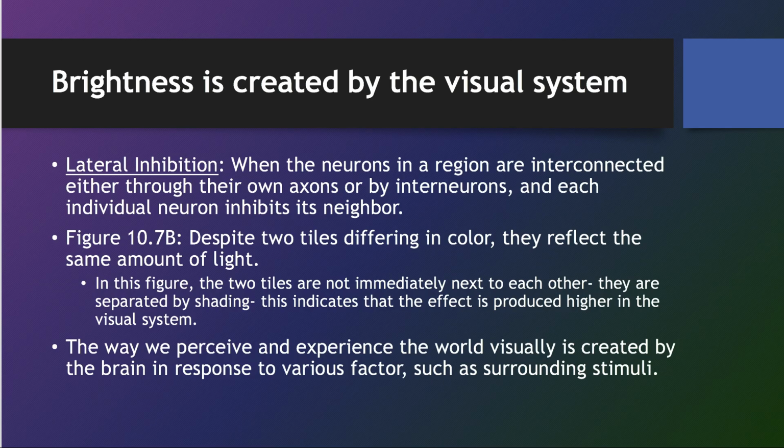Brightness is created by the visual system. Lateral inhibition: when the neurons in a region are interconnected, either through their own axons or by interneurons, each individual neuron inhibits its neighbor. Figure 10.7b. Despite two tiles differing in color, they reflect the same amount of light. In this figure, the two tiles are not immediately next to each other. They are separated by shading. This indicates that the effect is produced by a higher level in the visual system. The way we perceive and experience the world visually is created by the brain in response to various factors, such as surrounding stimuli.